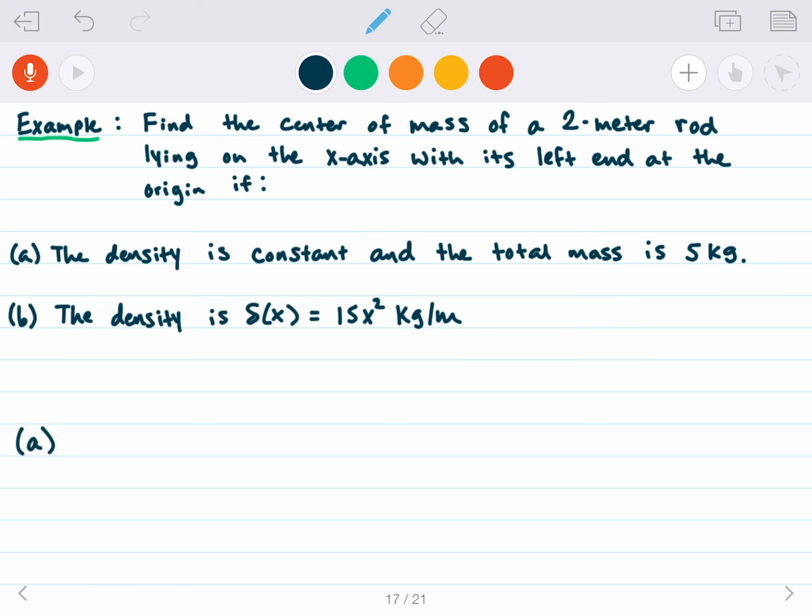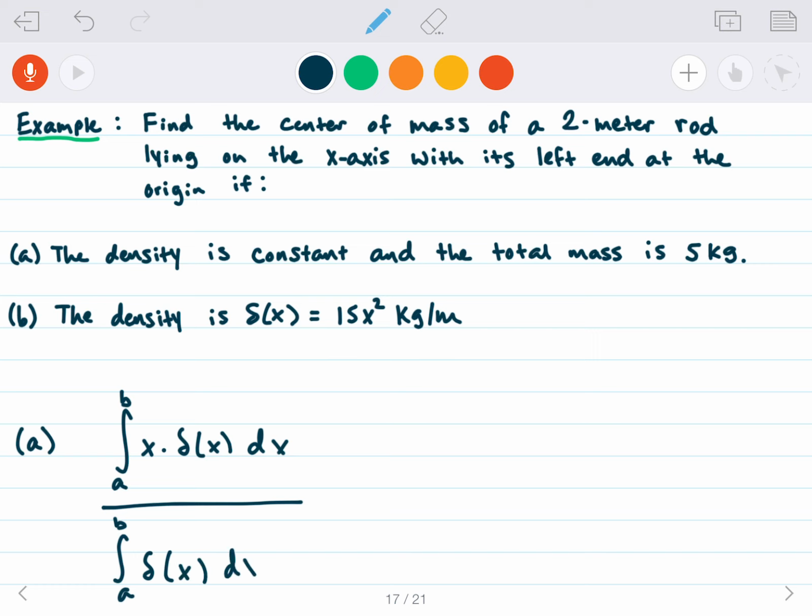So here the density is constant, which is good. So remember, we just had this formula. If it's lying on the x-axis, we're going from A to B of x times the density function dx, divided by A to B of the density function dx. Actually, I wrote it backwards, but it doesn't matter. Okay? So, the first thing is, they tell us the density is constant.